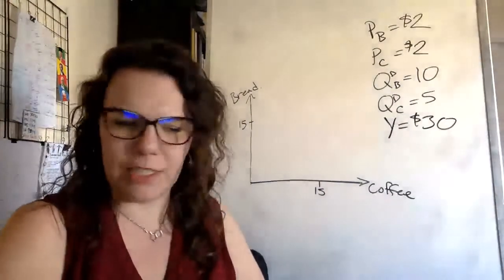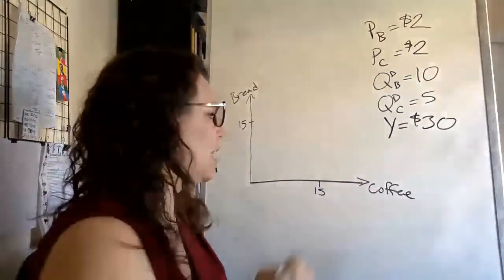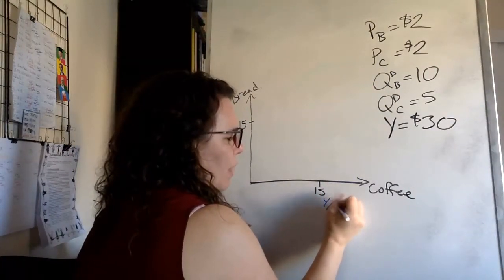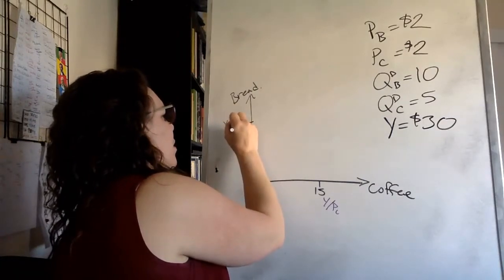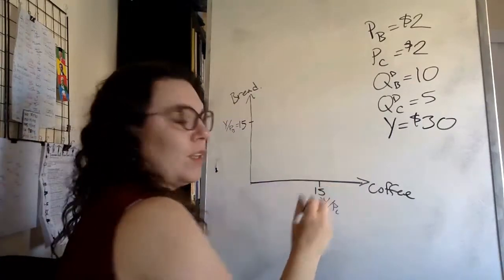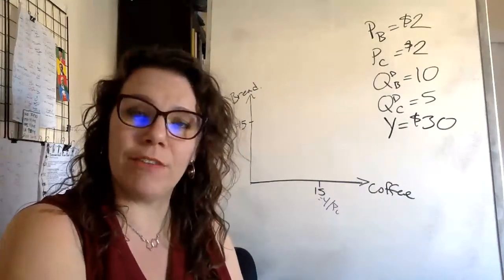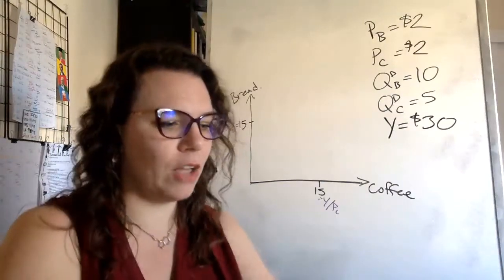And just to remind you guys, when we're looking at these, the simple way to calculate these budget lines is to remember that the endpoints are always Y divided by the price of the good, right? Y divided by the price of the good. And that's how you start with those budget lines. It's very similar to a PPF, if you remember PPFs from 1B. And so that can help you graph it.